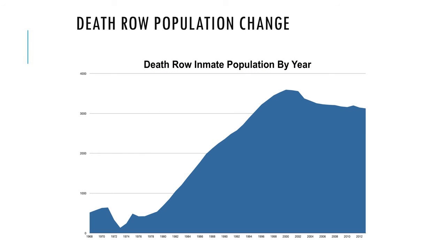This next slide is looking at a graph of the death row population by year. As you see, it dropped sharply in 1972, almost bottoming out, except for the federal and military individuals, and then ticks back up throughout the 80s and the 90s, and then levels off after a brief decline in the early 2000s.